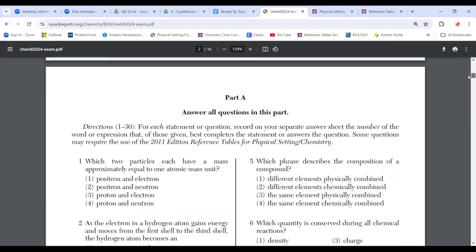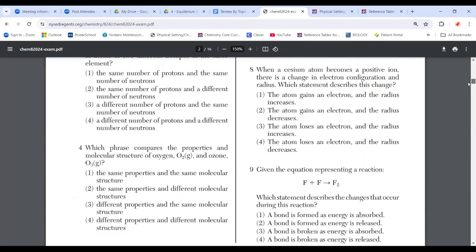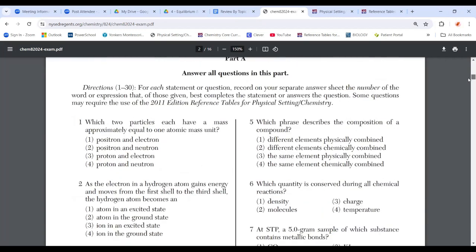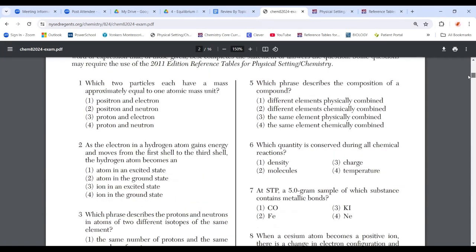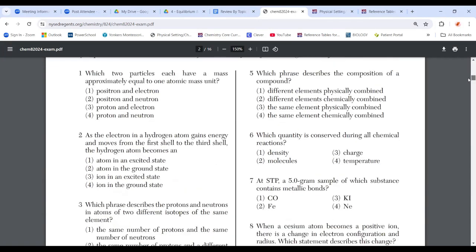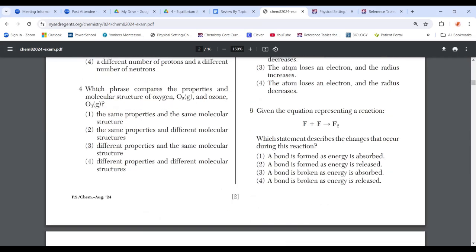Okay, so this is August 2024. You'll see the first 3 questions on the left are about atoms and atomic structure. This is the definition of an isotope and some things about particles and energy levels in an atom. Then it goes straight into kind of a mixed bag of topics from the middle of the year.